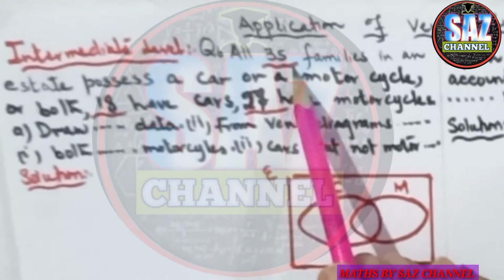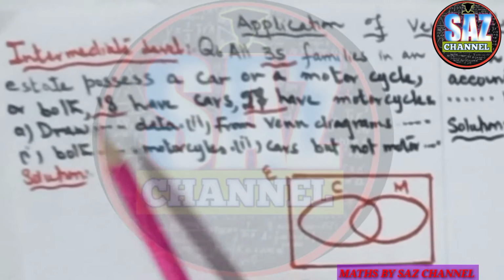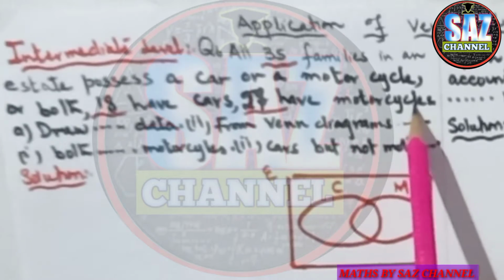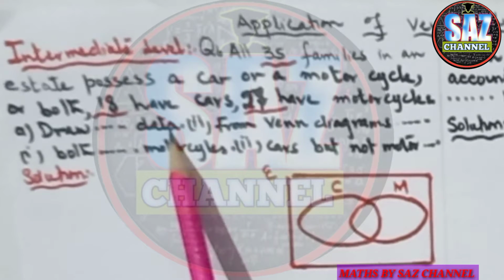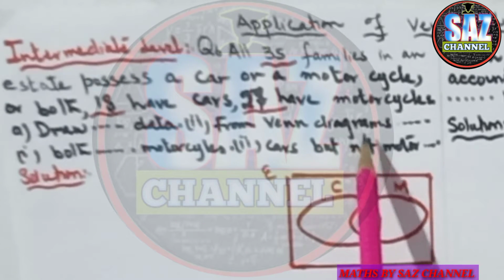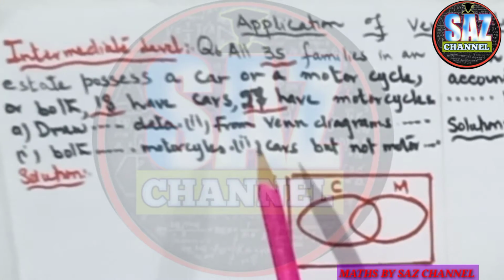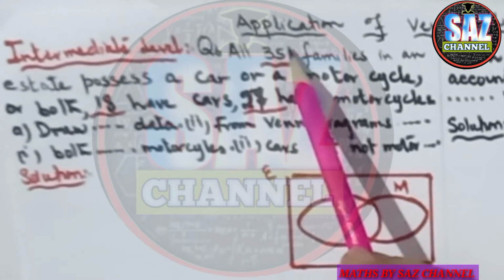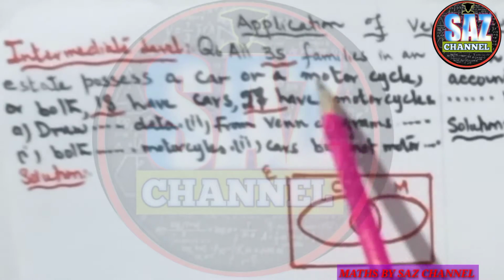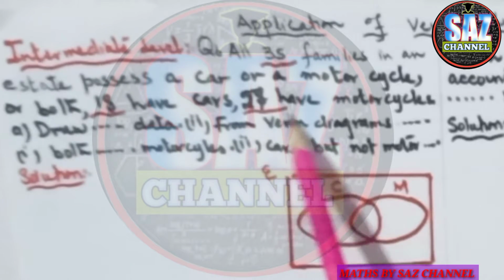Question says all 35 families in an estate possess a car or a motorcycle or both. 18 have cars, 27 have motorcycles. Draw the Venn diagram to represent this information, and from the Venn diagram we have to find the number of families that have both cars and motorcycles. And the second part is cars but not motorcycles. If we read the question again, we can see that the total families in the information are 35. Out of these 35 families, 18 have cars and 27 have motorcycles.